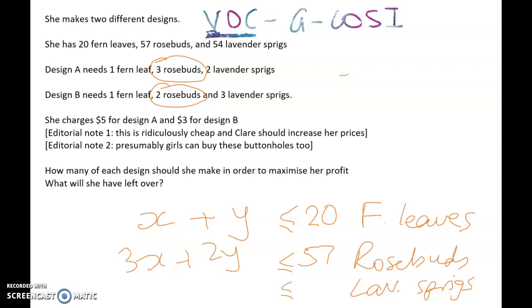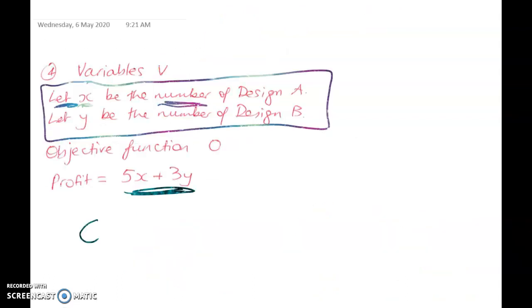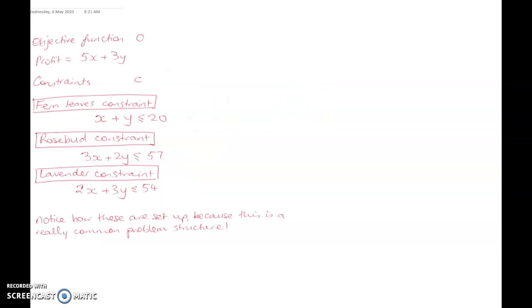And we do the same thing for the lavender sprigs one. 54 lavender sprigs. So that's the biggest number she could possibly use. And she uses 2 of them on design A and 3 of them on design B. And that's all we have in this problem for our constraints. There's nothing else. This bit here we've already used. That goes into our profit function. So let's see, what have I done now? I've done the variables, I've done the objective function, and now I've done the constraints.